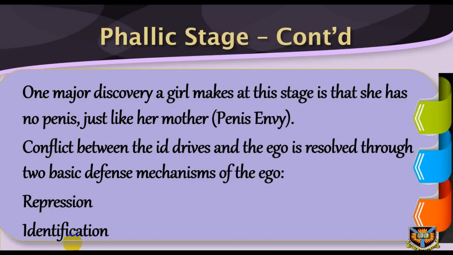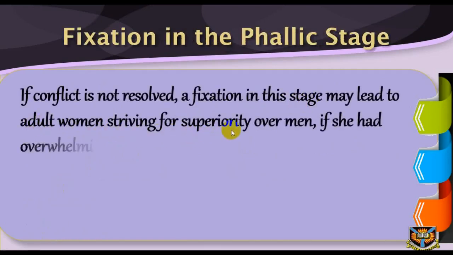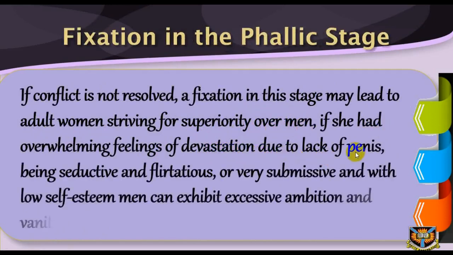Freud's theory regarding the psychosexual dynamic present in female children at this point of their psychosexual development is termed, though not by Freud himself, the Electra complex. Freud's theory of feminine sexuality, particularly penis envy, has been sharply criticized in both gender and feminist theory. If the conflict is not resolved, a fixation in this stage may lead to adult women striving for superiority over men if she had overwhelming feelings of devastation due to lack of penis, being seductive and flirtatious, or very submissive and with low self-esteem. On the other hand, men can exhibit excessive ambition and vanity.